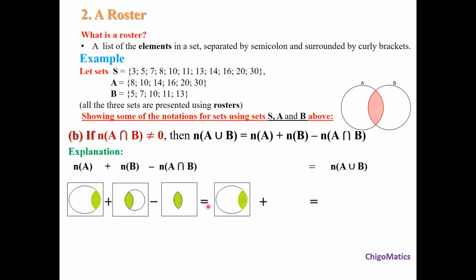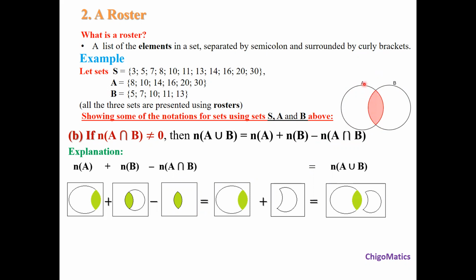If we take this to represent the number of elements in A, then we remove that from the number of elements in B so that it doesn't repeat, and we end up with this portion. If we add these two now, we end up with the correct number of elements in the union of the sets. So understand the reason why we are removing the number of elements on the intersection. It is because we would have added it twice. In A, I include the intersection. In B, I do the same.